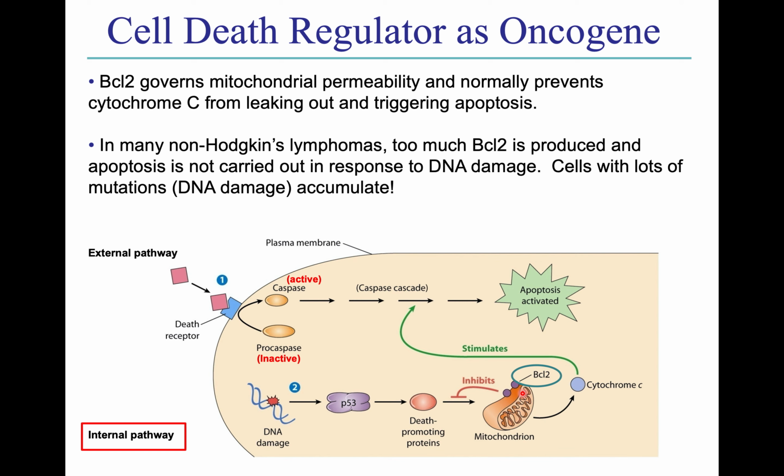And I'll show you in the next chapter when we talk about tumor suppressor genes, you could have tumor suppressor genes in the middle of oncogenic pathways in some instances as well.